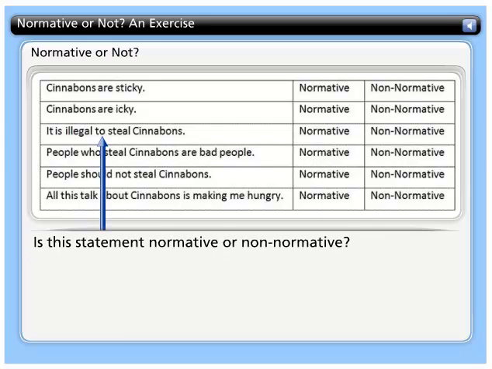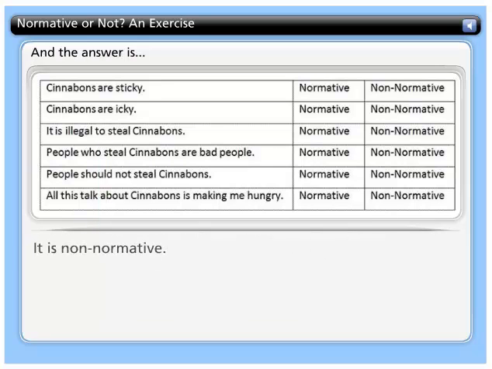It is illegal to steal Cinnabons. Is this a normative or non-normative claim? Non-normative. In this country, to help slaves run away from their owners was illegal, but that doesn't mean it was morally wrong. Questions about what is in the law are, from the point of view of ethics, non-normative.